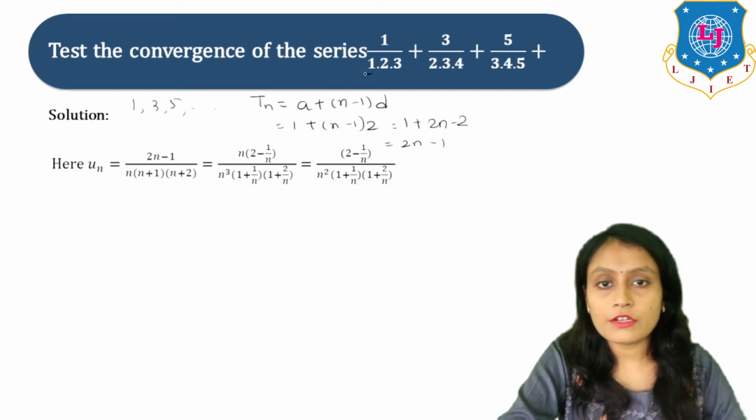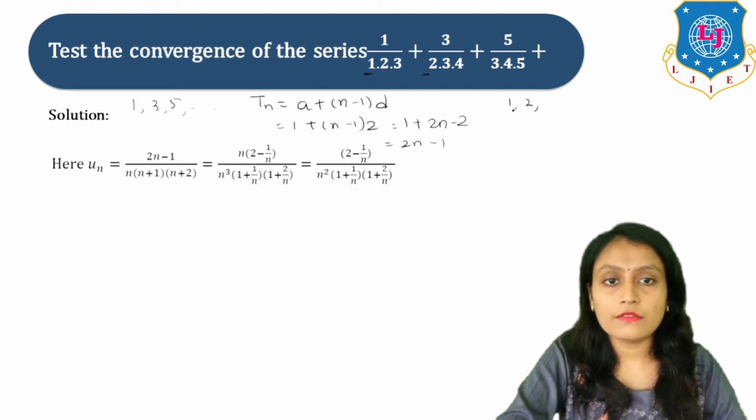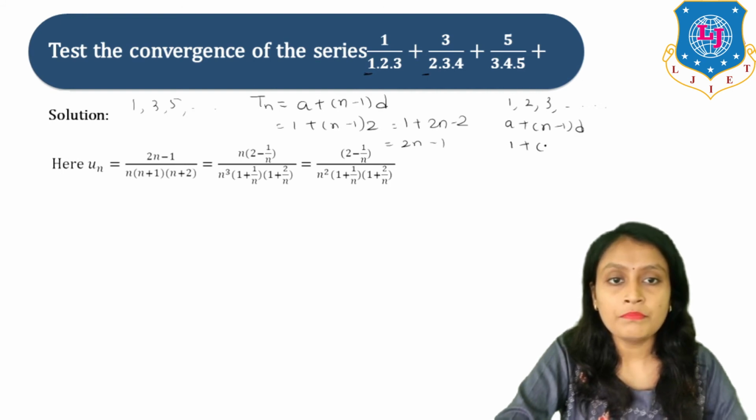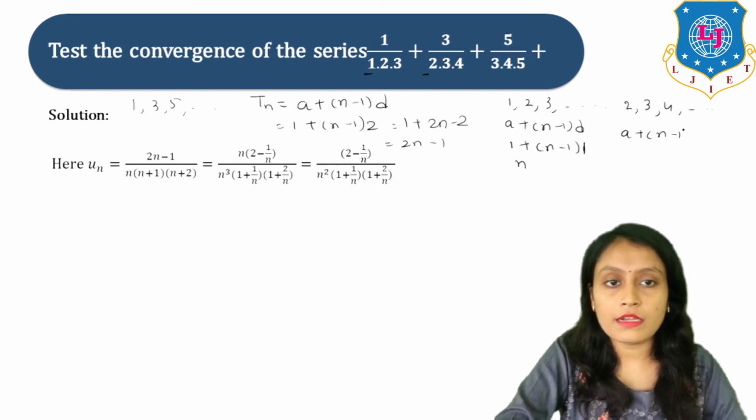Similarly, for the denominator, first check this term, that is 1, 2, 3. So we have the sequence 1, 2, 3 and so on, right? Now again we have to apply this formula, that is a plus n minus 1 into d. A is 1 plus n minus 1, the difference is 1, right? So you will get n. Next, for the terms 2, 3, 4 and so on, again we apply the formula. Here a is 2, so 2 plus n minus 1, again the difference is 1, right? So simplify this, so you will get n plus 1. Similarly, if you solve for 3, 4, 5, you will get n plus 2. Okay, so this is the nth term.